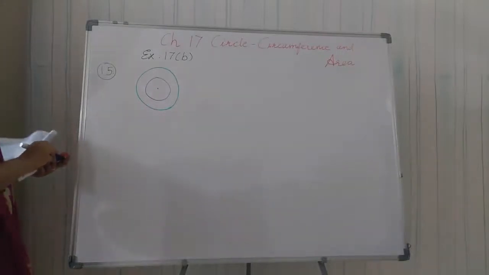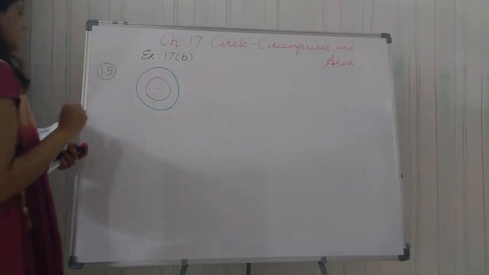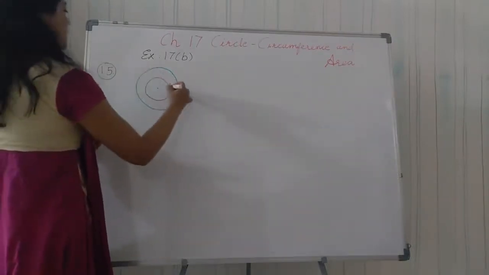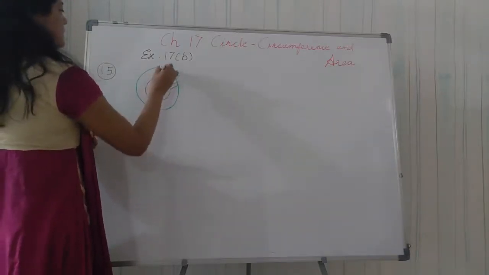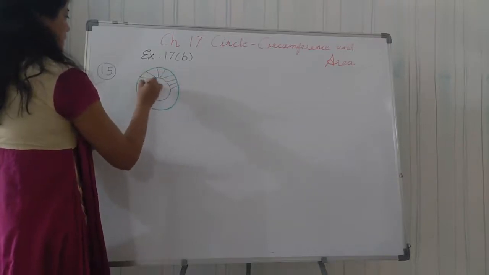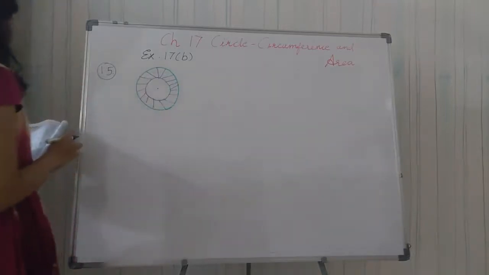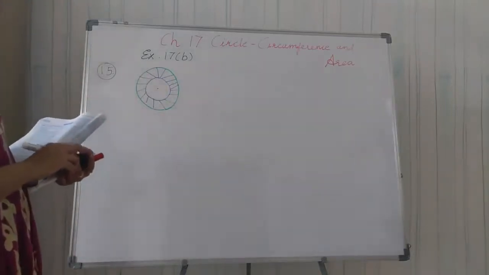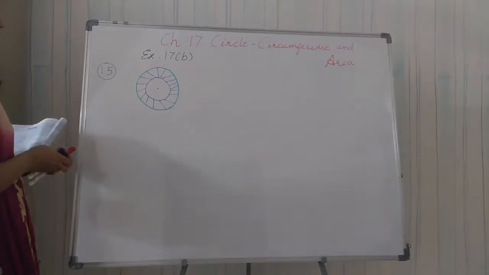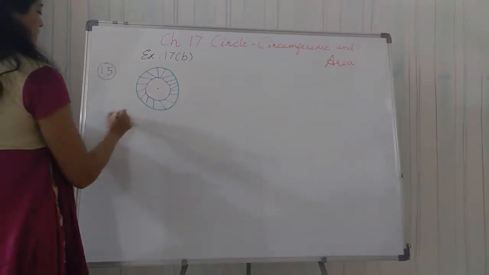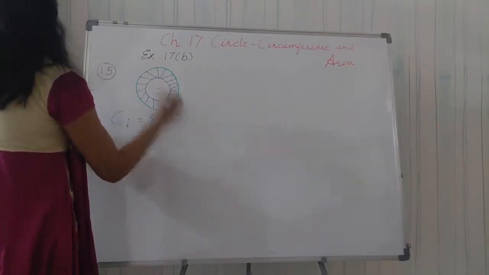And the area between the circumferences of the two concentric circles is given as 346.5 centimeter square, this part here. So this is the first circumference and this is the other circumference. The in-between part is given to us. So this is the part whose area is given to us as 346.5 centimeter square. The circumference of the inner circle is 88 centimeter. So in the question, Ci, the inner circumference, is 88 centimeter.